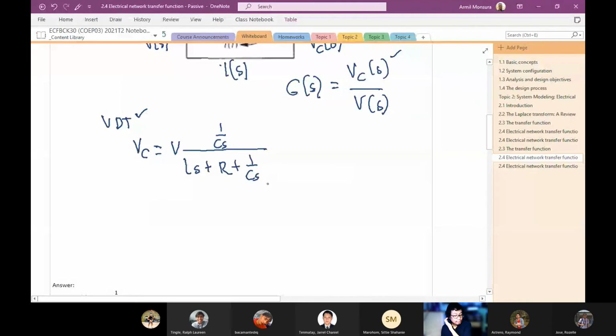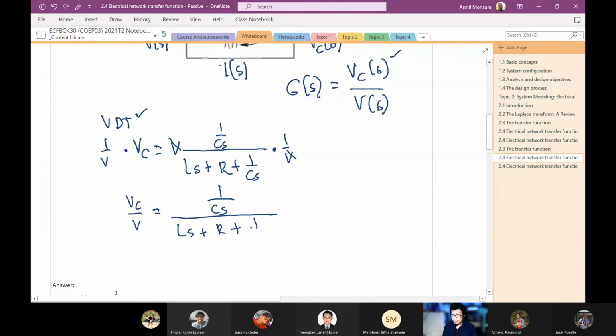Okay, ito yung sabi ko kanina that the expression for VC might lend itself, okay, for us to find the entire VC over V ratio. Kasi ito, pag dinivide ko yung both sides by V, the left side becomes VC over V. Ito na yung ratio na hinahanap ko mismo. Okay, yan yung ratio na hinahanap ko mismo. The right side becomes simply 1 over CS over LS plus R plus 1 over CS. So, basically, ito din yung hinahanap ko.